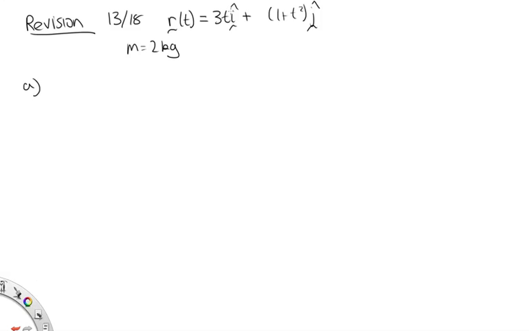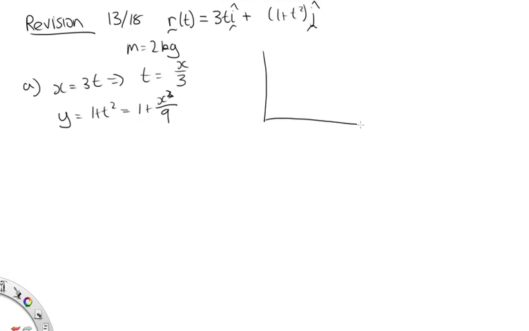So we need to find out the relationship between the x components and the y components. So the x component is given by 3t, so we can write this as t is equal to x on 3. The y component is given by 1 plus t squared. So if we substitute in for t here, we'll get a relationship between y and x. So this is 1 plus x squared on 9. Okay, so let's sketch this trajectory. Here's our x component, here's our y component. When x is 0, y is 1. And then it just increases like a parabola. So this is our trajectory here.